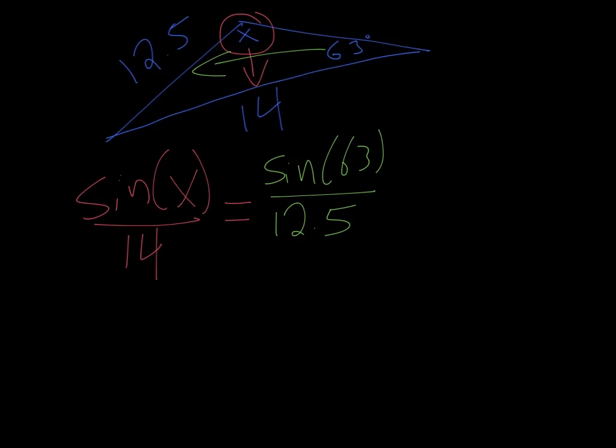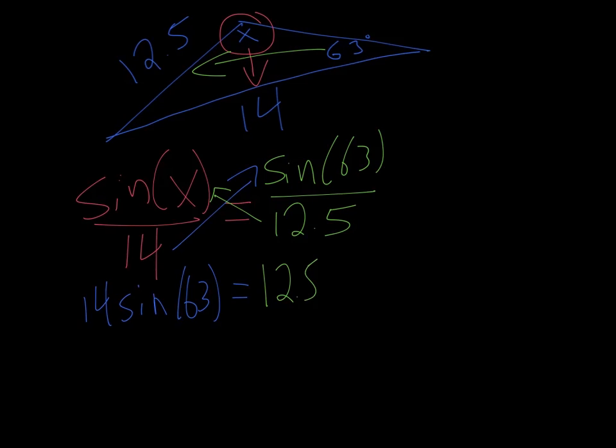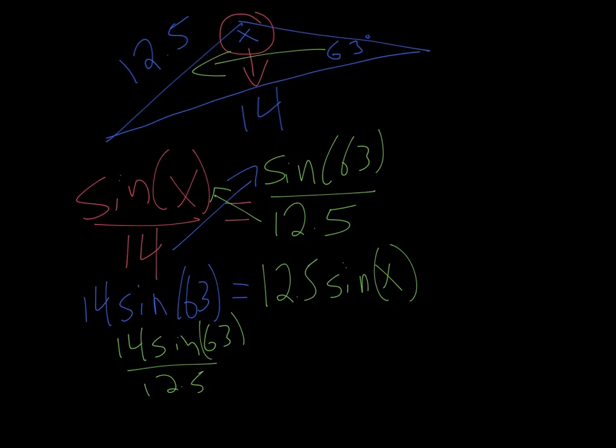Now, applying same procedure here, we can cross multiply, so we get 14 times the sine of 63 has to be equal to 12.5 times the sine of x. Now I'm trying to get x by itself, so the first thing I'm going to do is divide both sides by 12.5. So if I take 14 sine of 63 divided by 12.5, I know that this has to be equal to the sine of x.